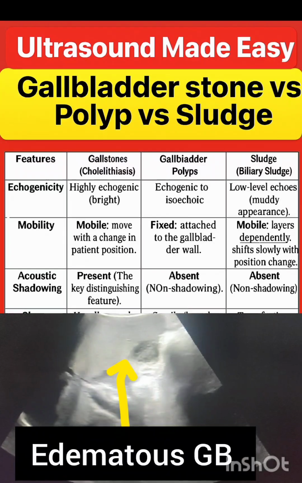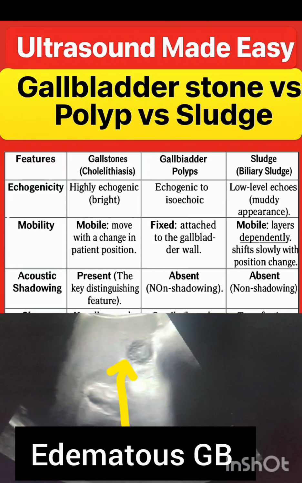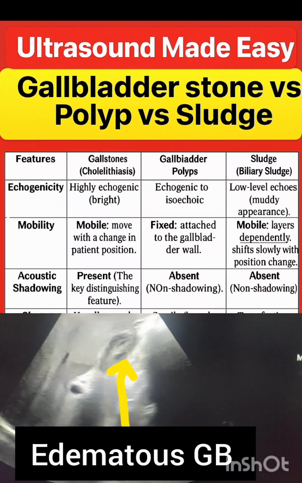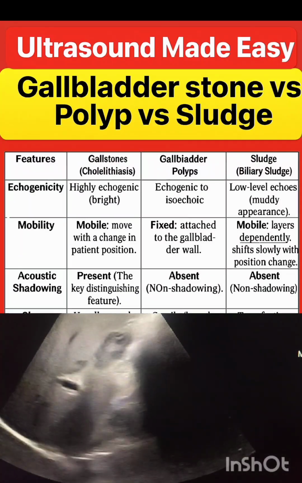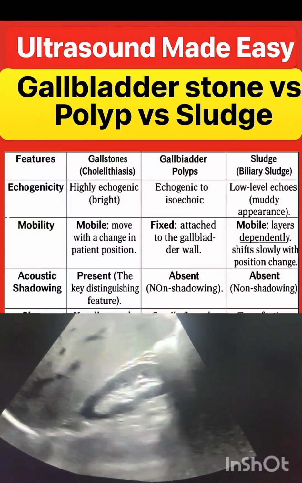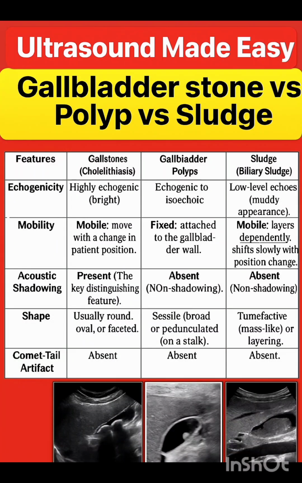When we talk about mobility, gallbladder stones are mobile, and move with change in patient position. A gallbladder polyp is fixed, attached to the gallbladder wall. Sludge is always mobile, layers dependently, and shifts slowly with position change.